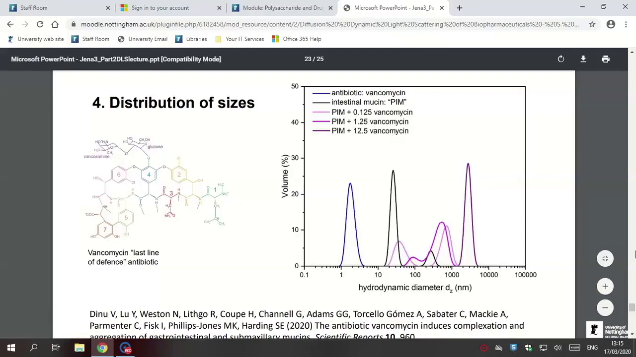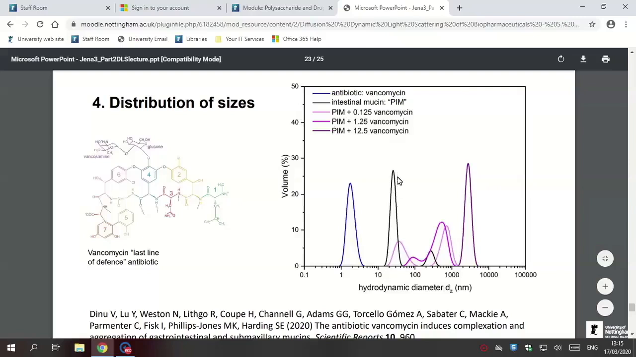So we looked at intestinal mucin, and this PIM doesn't stand for Pimm's, a type of drink, but PIM stands for pig intestinal mucin. We couldn't work on human intestinal mucin for health and safety reasons and things, but we could work on pig intestinal mucin.